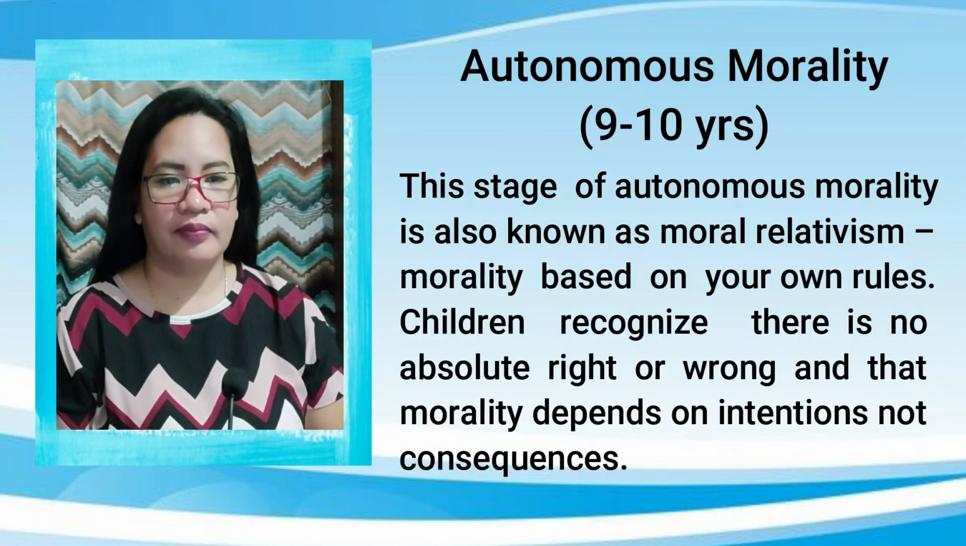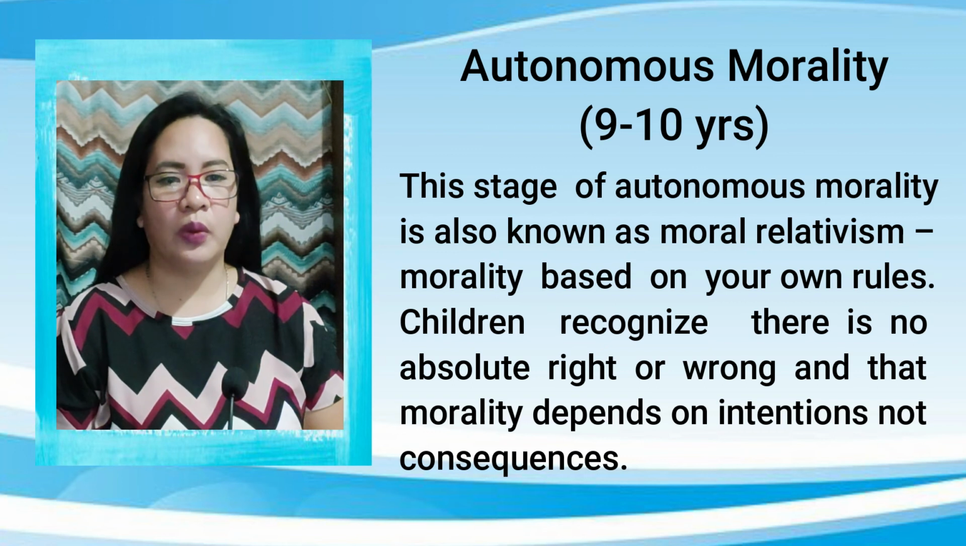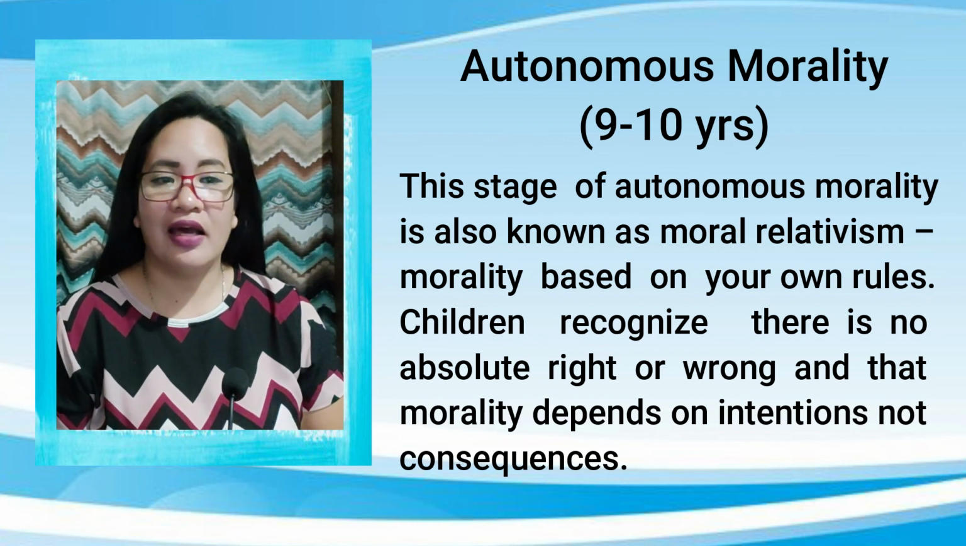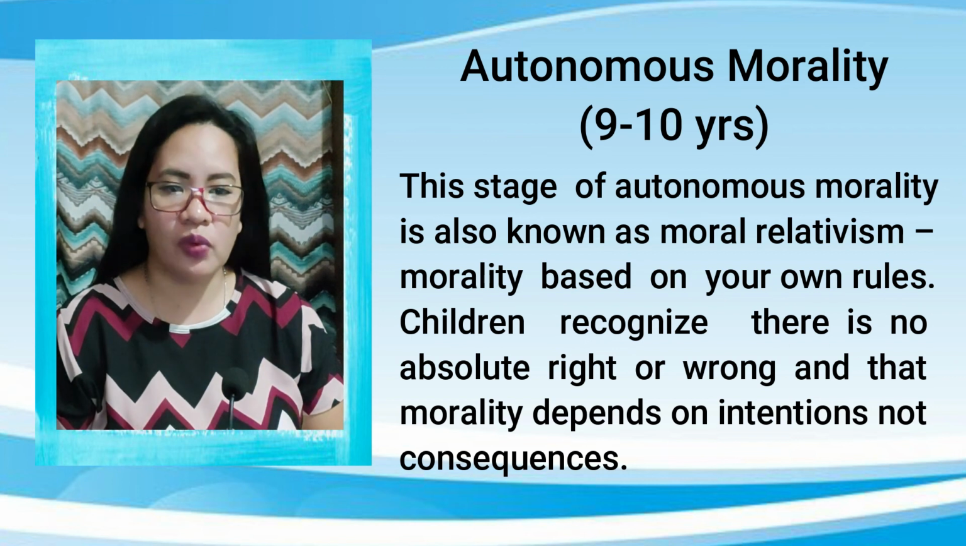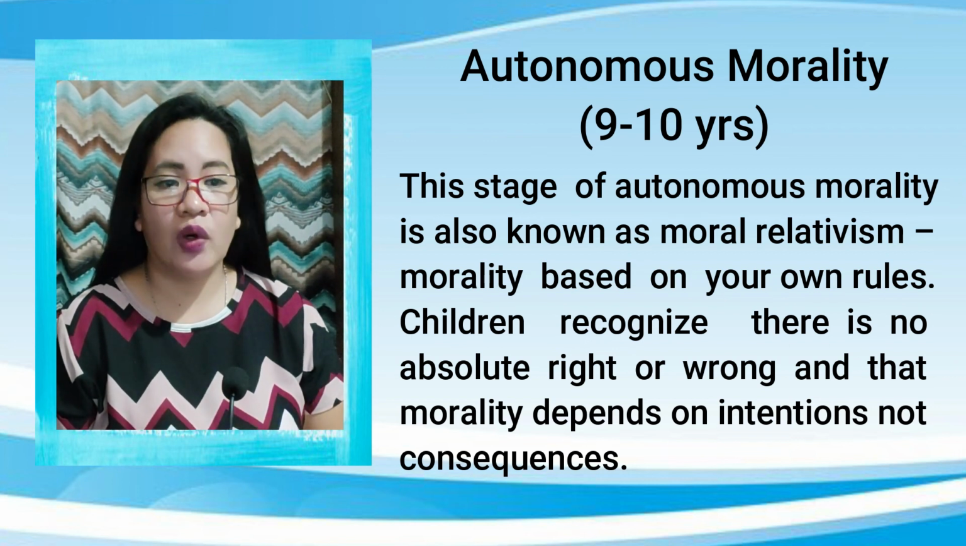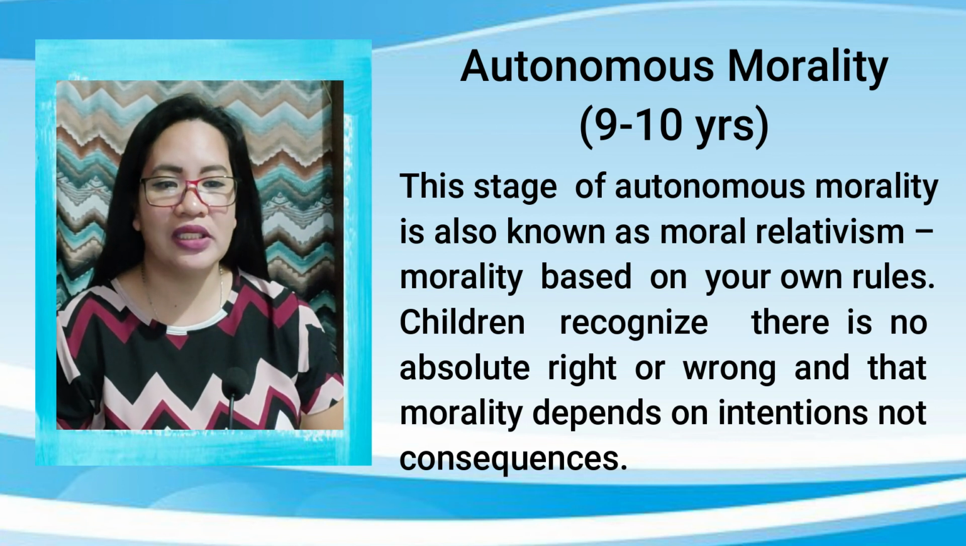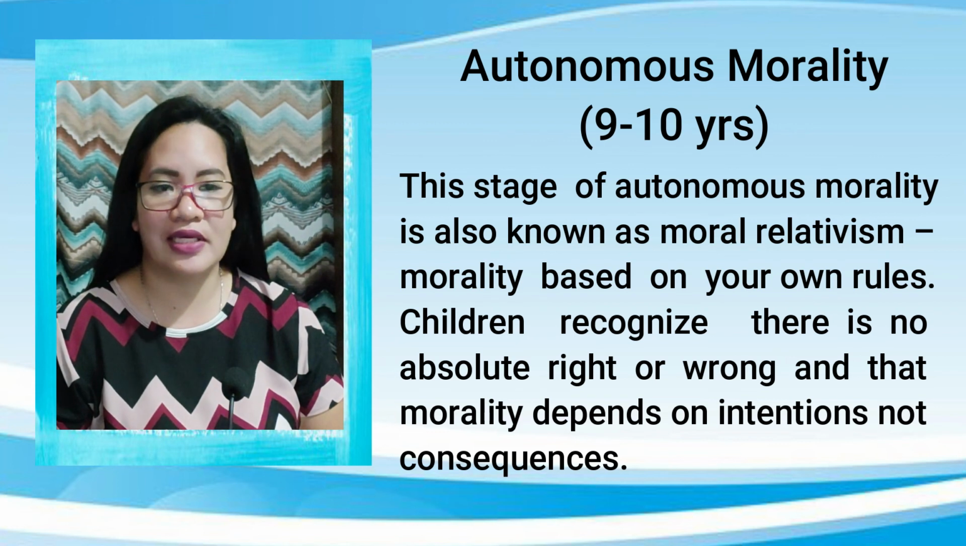Autonomous morality, 9 to 10 years old. This stage of autonomous morality is also known as moral relativism. Morality based on your own rules. Children recognize there is no absolute right or wrong and that morality depends on intentions, not consequences.